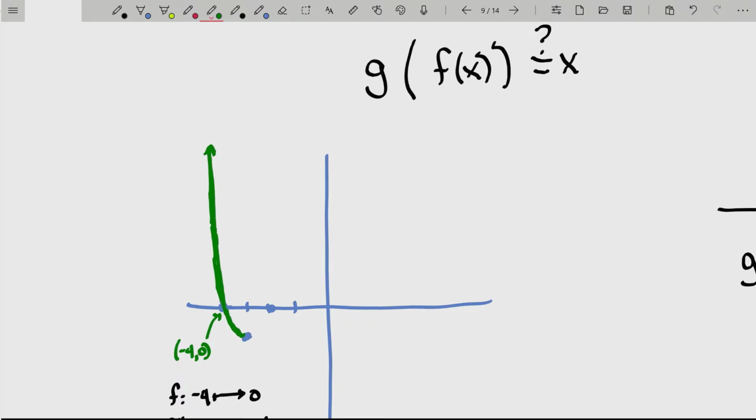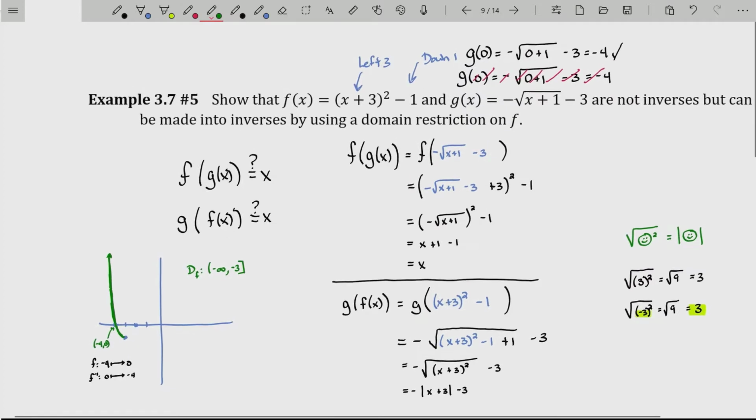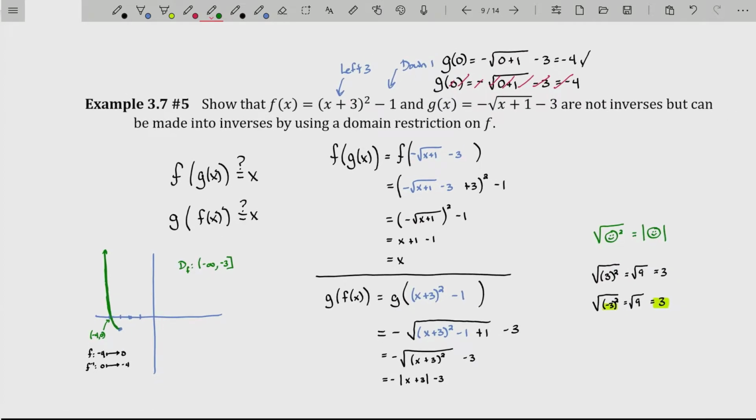We're going to restrict the domain of f to be from negative infinity all the way up to negative 3. It's okay to include negative 3 in that. Now you can actually show that these two are inverses. Now I do want to again repeat something here.